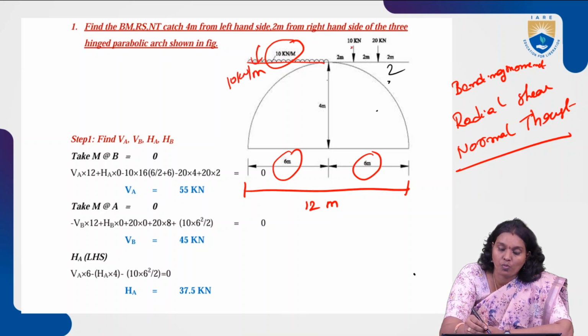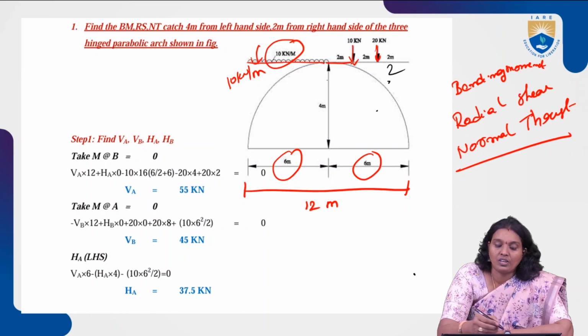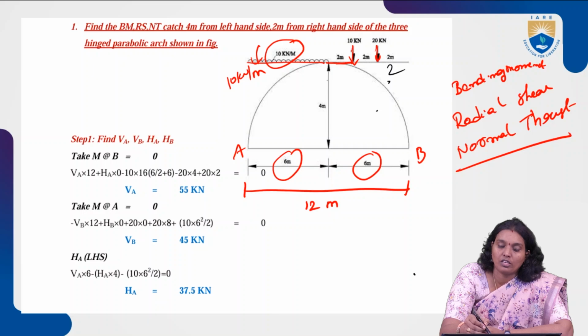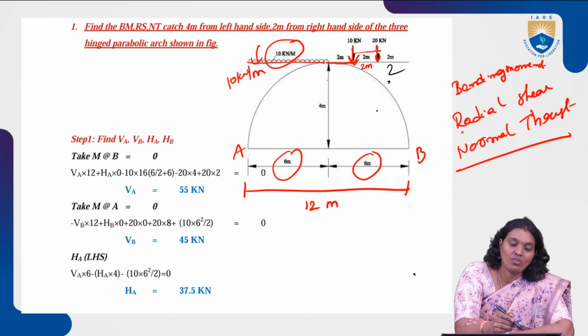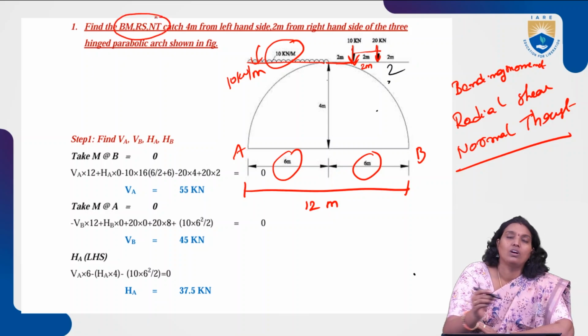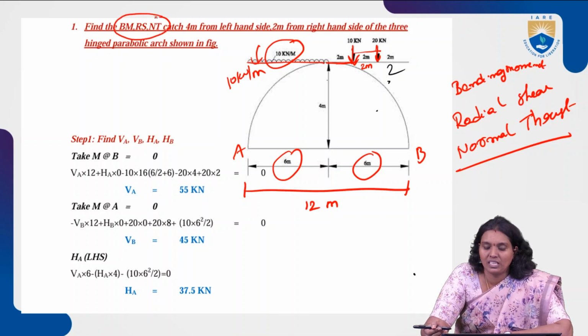On the other side point loads are there from the crown towards B; this is A, this is B, as we consider. From the crown to B, at 2 meters, a 10 kilonewton point load is acting. After that, from the 10 kilonewtons, at one more 2 meters, a 20 kilonewton load is acting. So this is the scenario we have. To find out the bending moment, radial shear and normal thrust, using the previous slides, we understand how we deal with this numerical.